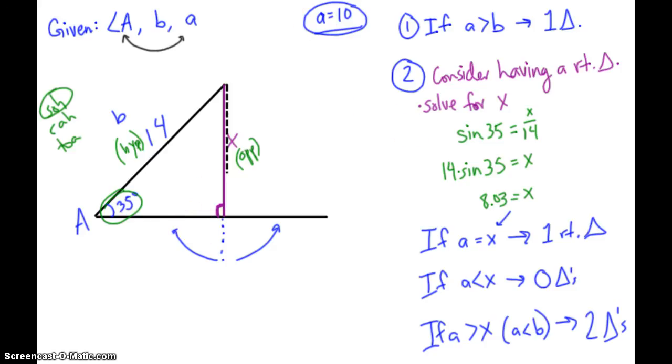And so that's what we have to do to figure out how many triangles we have. Start with if A is greater than B. If not, then you have to start here. Consider your right triangle, solve for X, and then compare A to X to figure out how many triangles you have. All right, go back and watch that again if you're still a little stuck. Hopefully it'll ring a bell the second time around. And then watch our next video, which is solving for triangles when you have the ambiguous case.